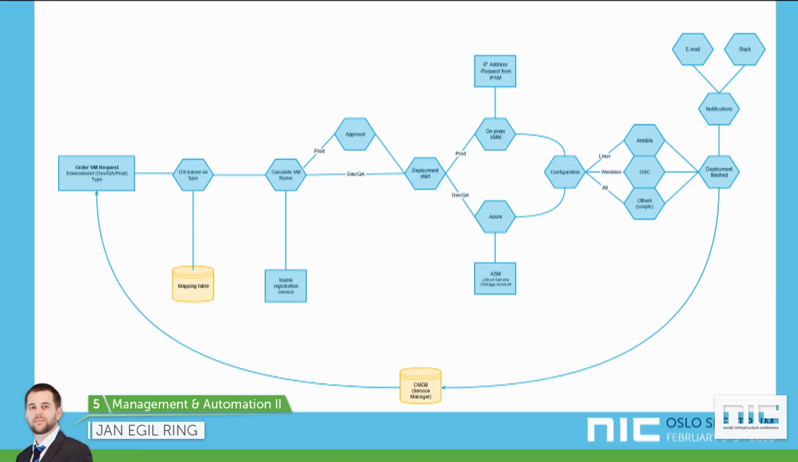Next, we have a little topology about how the flow in all of this is. So if you look at the left, where you order the VM and you select either environment and type, for example, a production VM, which is a Windows server, it will go to the second step, which is to define the OS based on the type. So for example, if the type is Windows General, the OS will be Windows 2012 R2, for example. So this is stored in a mapping table, which is basically also just a JSON file that we can read into PowerShell as an object. So it will define the OS.